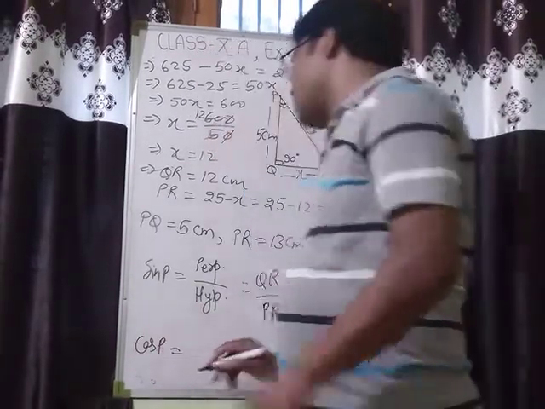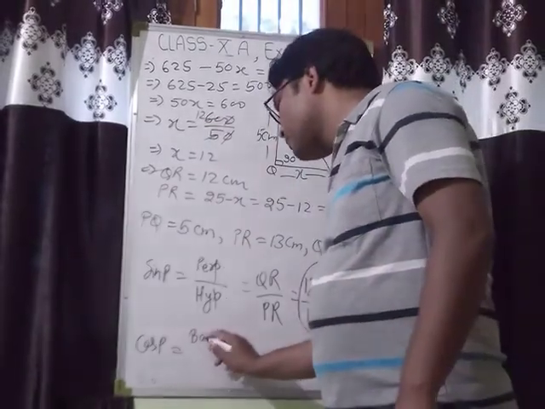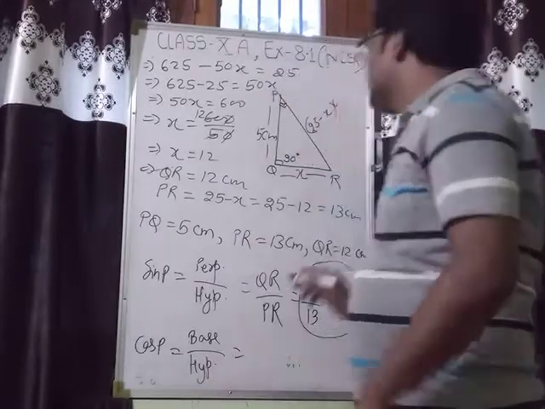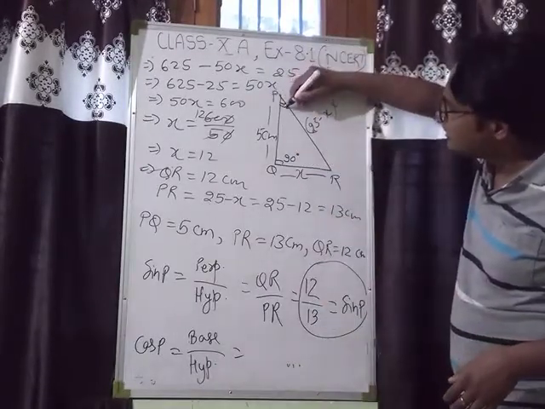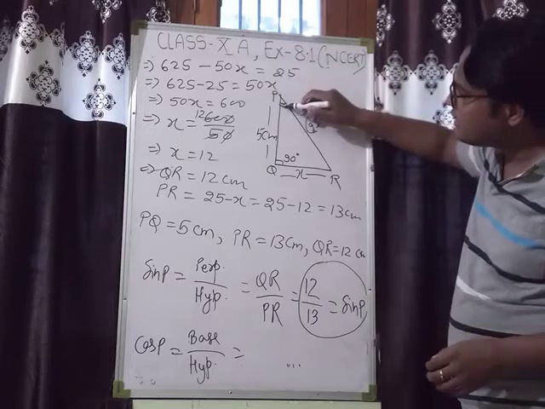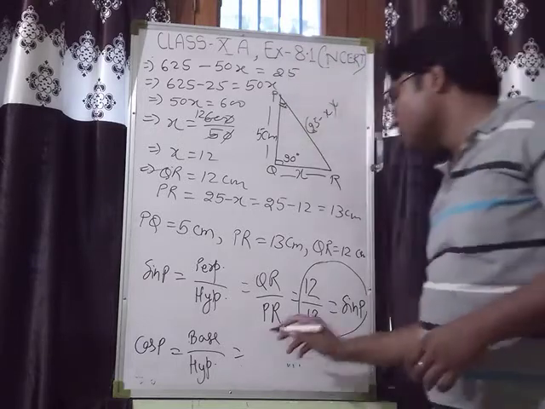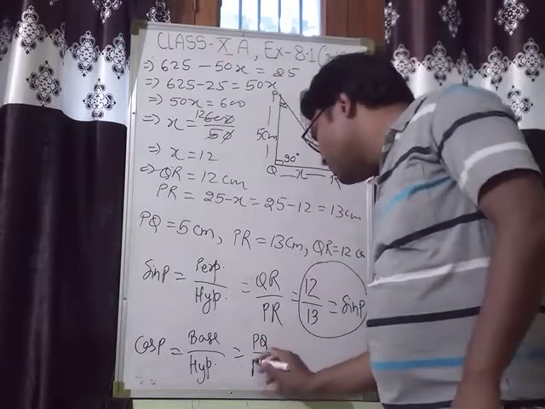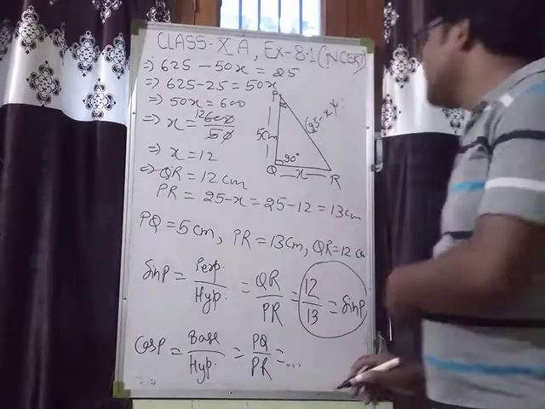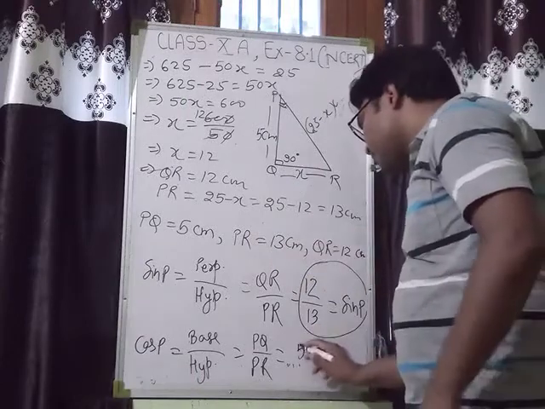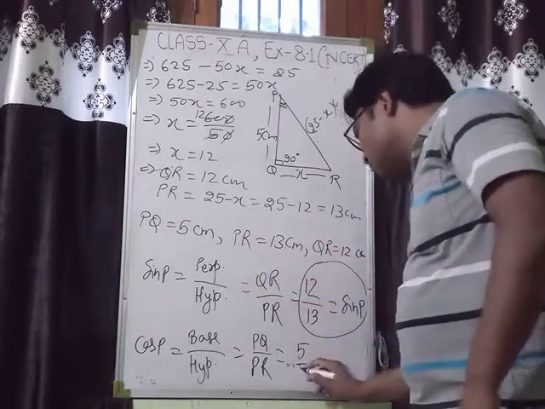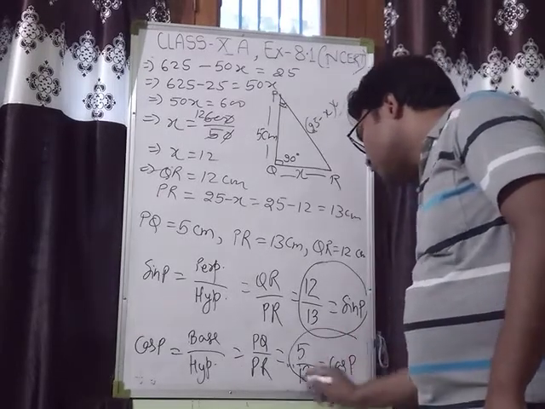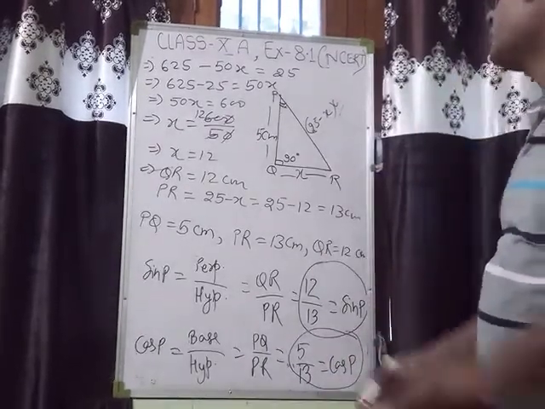So cos P is base upon hypotenuse. Because we are talking about angle P, base is the side adjacent to P, that is PQ, upon hypotenuse PR. Clearly that will be equal to PQ is 5 upon PR is 13. So that is the value of cos P, 5 upon 13.